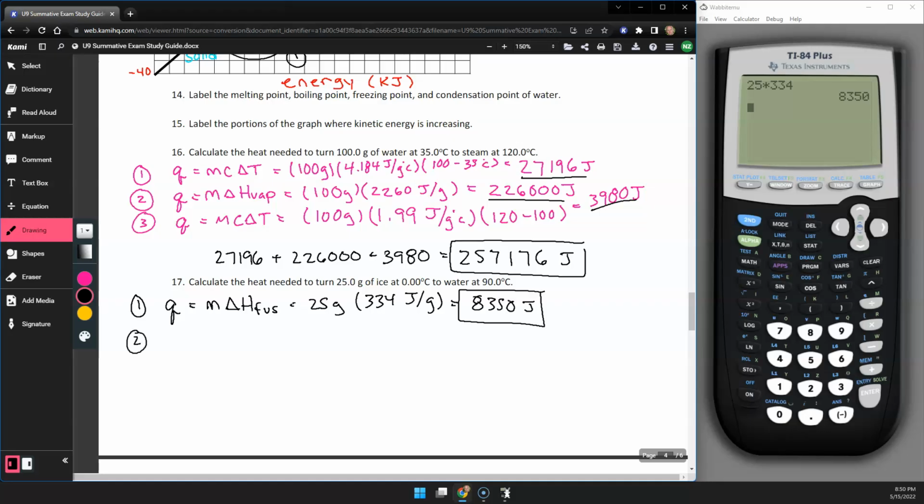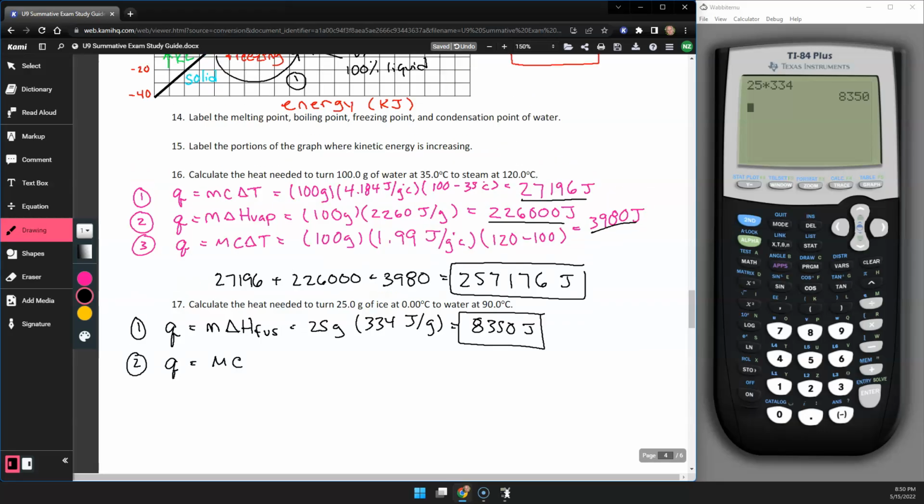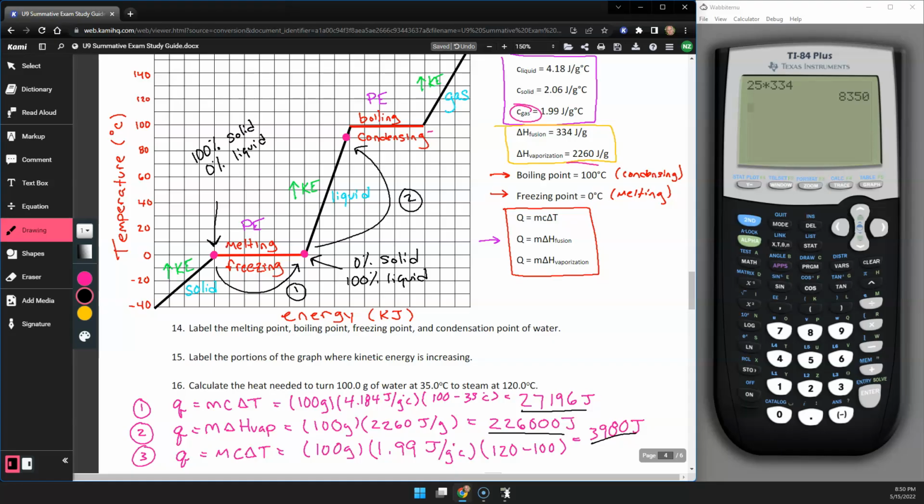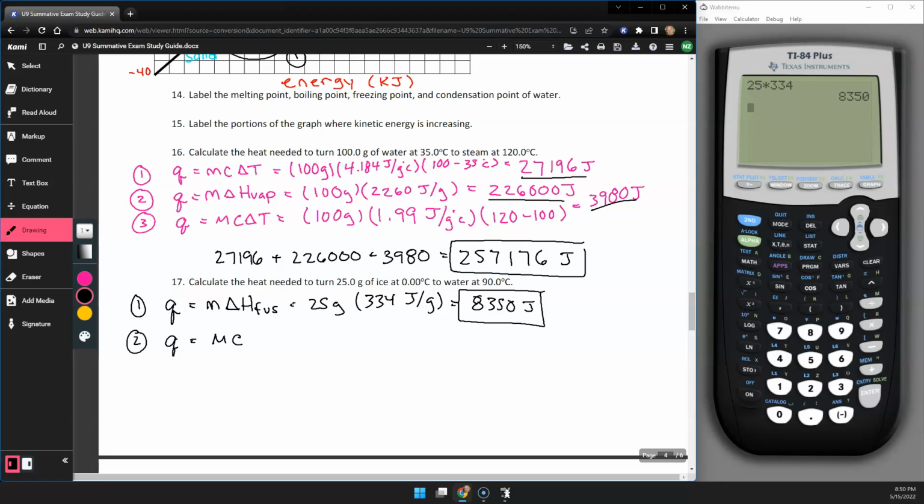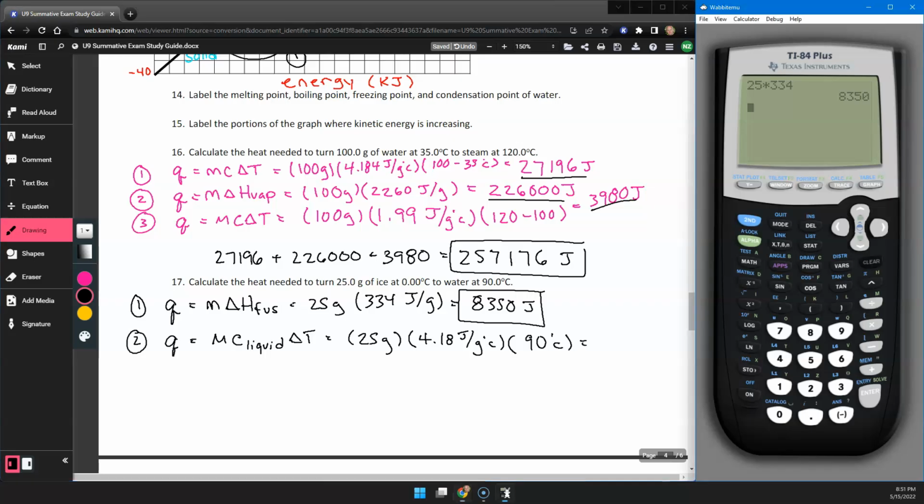And for our second calculation, we're raising the temperature. MC delta T. At this point, our first calculation, we phase changed over to a liquid. So now we're a liquid and we're raising our temperature to 90 degrees. So we're going to use the value for liquid, which is 4.18. So C of liquid, and then delta T. So we had 25 grams. C of liquid is 4.18 joules over grams degrees Celsius. Then our change in temperature. We're going from 0 to 90, so that's just going to be 90 degrees Celsius. 25 times 4.18 times 90, 9405.